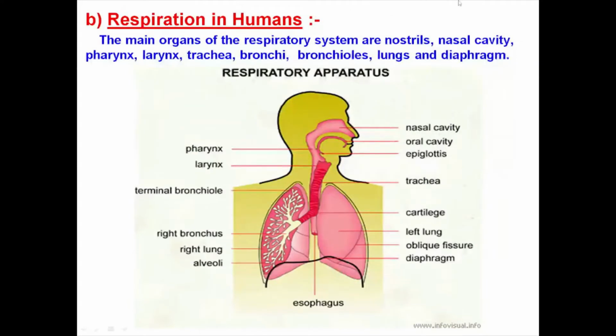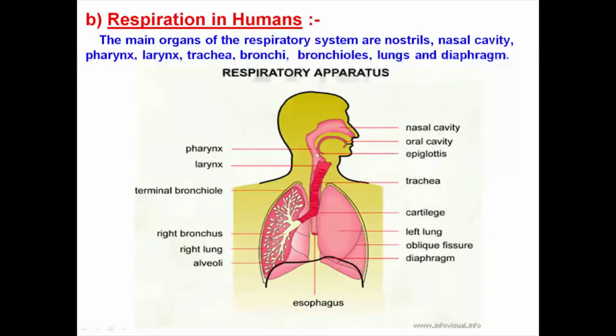Respiration in humans. The main organs of the respiratory system are nostrils, nasal cavity, pharynx, larynx, trachea, bronchi, bronchioles, lungs, and the diaphragm. So this is the respiratory apparatus. This is the nasal cavity. This is the oral cavity or the buccal cavity.